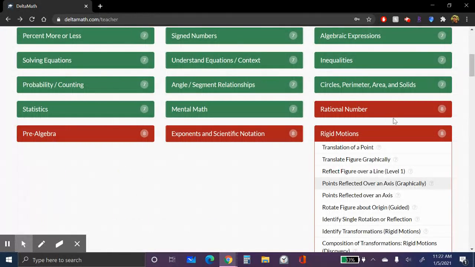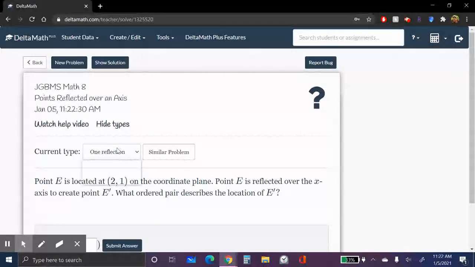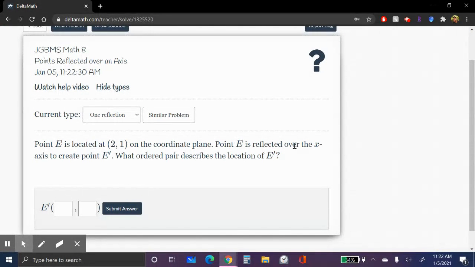One more type of reflection we're going to look at today. All right. So basically, we're going to be looking at the points, and we're only going to do one reflection. Okay, so in this problem, the point 2, 1 is located on the coordinate plane. E is reflected over the x-axis to create the point E prime. What ordered pair describes the location of E prime? So remember, a reflection over the x-axis just changes the y value. So you just have to change the y value in this case. So E prime is going to be 2, -1.